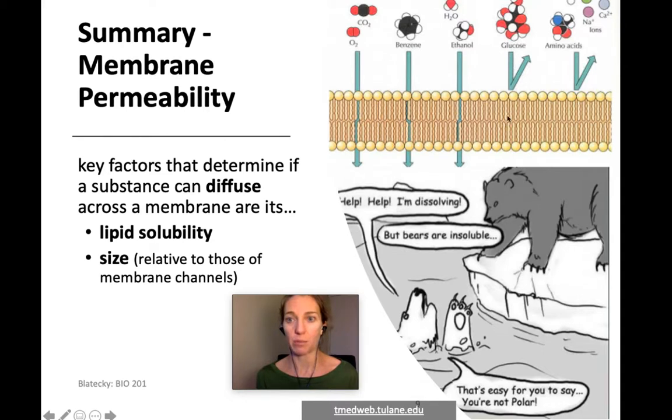It will not be able to plow through this membrane unless it finds its special transport protein. Amino acids, the same, too large, usually too polar. Oxygen, CO2. So those small gaseous molecules, they are small enough that they can diffuse through the membrane. These are also nonpolar, so they have two factors working in their favor to allow entry into the cell.